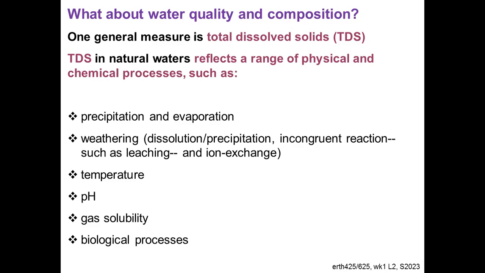And it's important because it affects physical parameters like the viscosity of the water and its density, and things like its boiling point, amongst various other things. And it reflects a whole range of processes, which will largely be the topic of our next lecture, lecture 3. But I've listed some of the topics here just to get you thinking about it, such as the relative amount of precipitation and evaporation, interactions of water with solids on the land surface, weathering, and various other kinds of reactions, which we'll talk about next time, the temperature of the water, the pH of the water, solubility of gases, oxygen, carbon dioxide, nitrogen, etc., as well as biological phenomena.